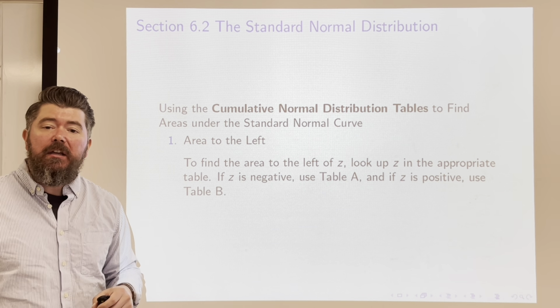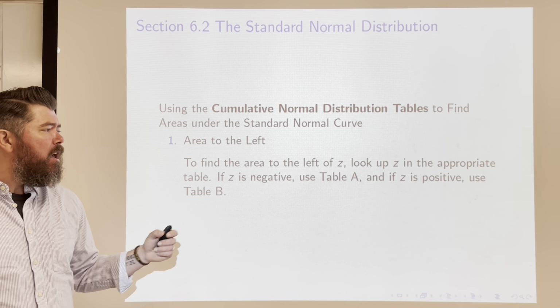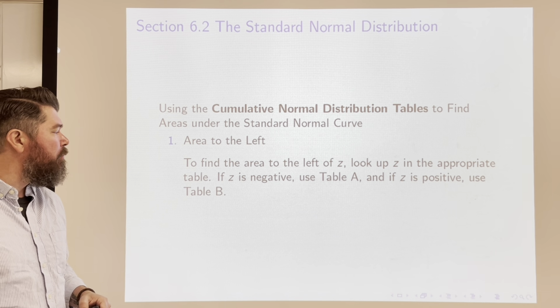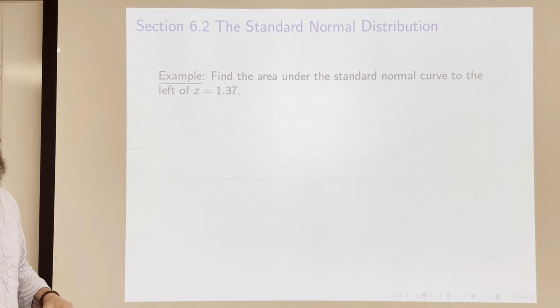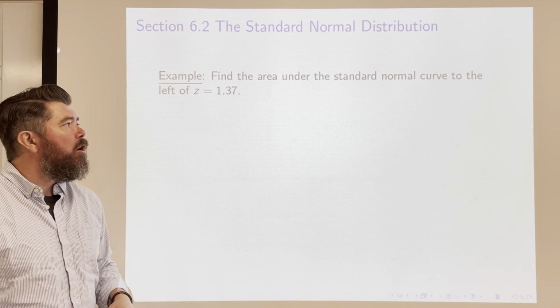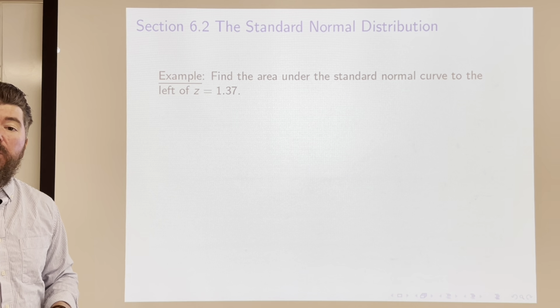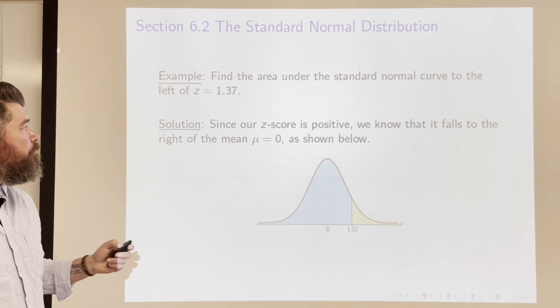If Z is negative, we use table A, and if Z is positive, we use table B. Let's look at an example. Find the area under the standard normal curve to the left of Z equals 1.37.